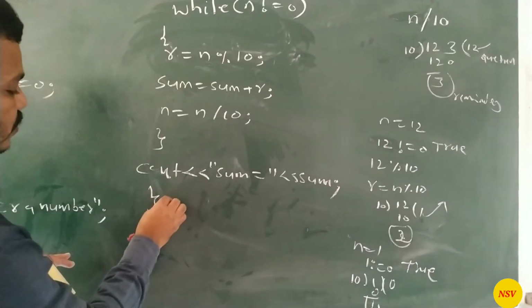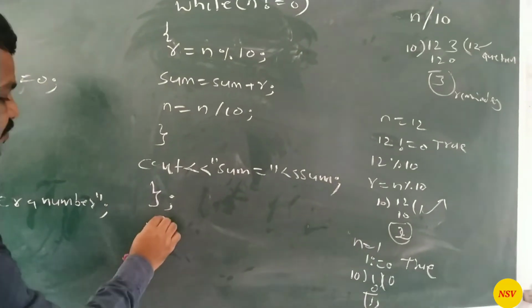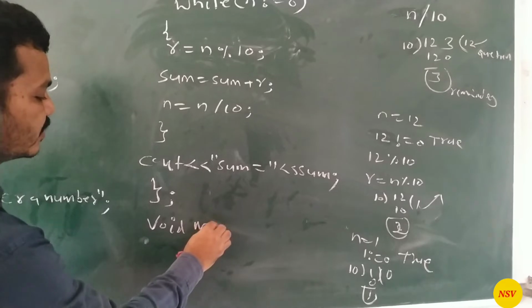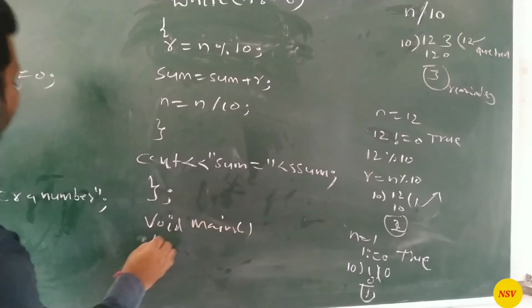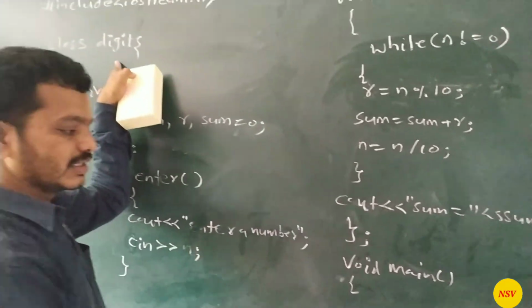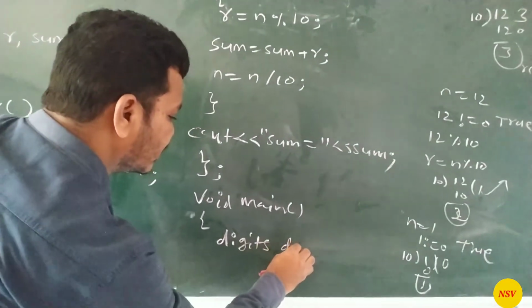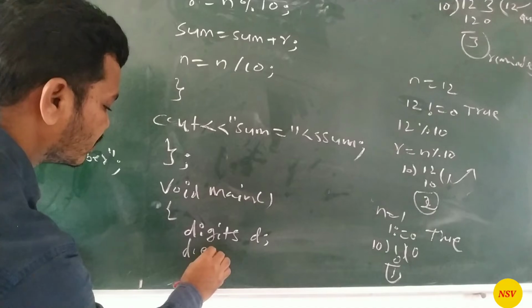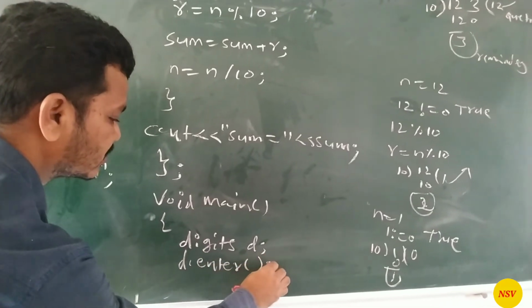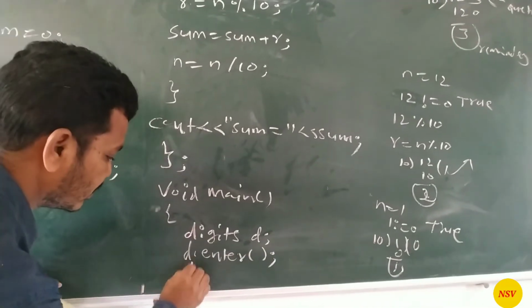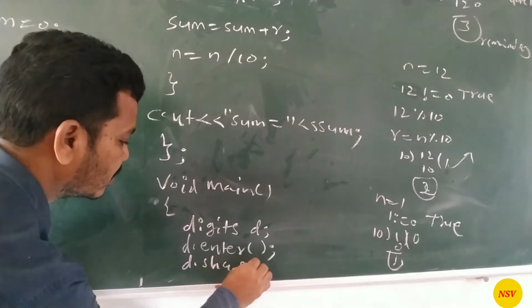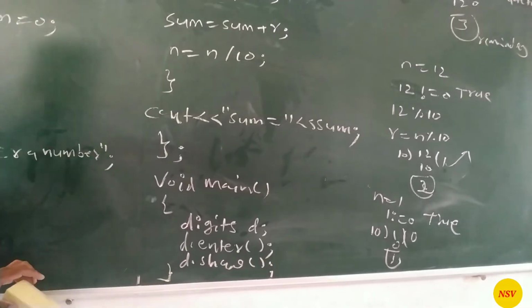Now close here. So here is the main function, void main. What is the class here? Digits. The class is digits, so the object is d. Now d dot enter calls those functions: d dot enter, then d dot show. So this is the program.